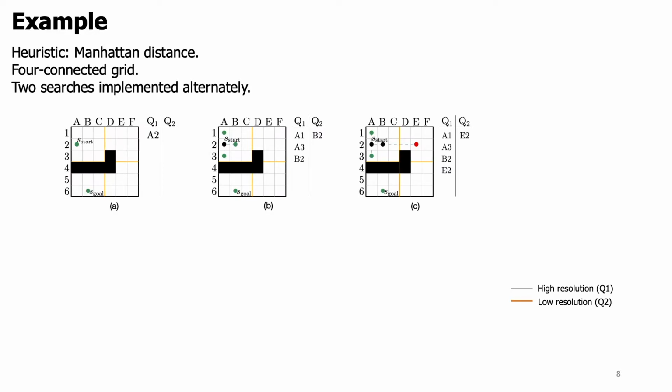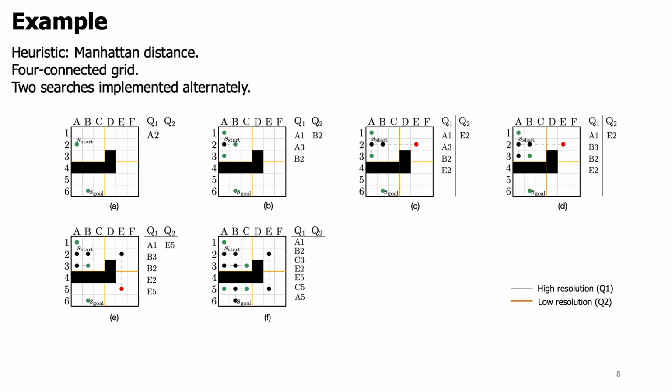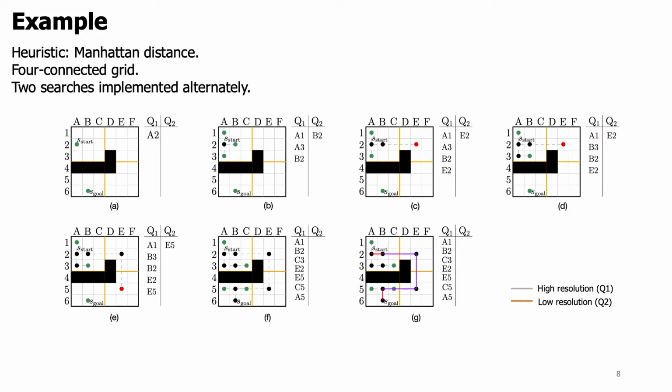In figure C, state B2 is expanded, its successor E2 is generated and inserted into both Q1 and Q2. As the search continues like this and reaches the goal state, in figure G, a solution is found and composed of segments from different spaces, as you can see in red and purple. This benefits from sharing the states.